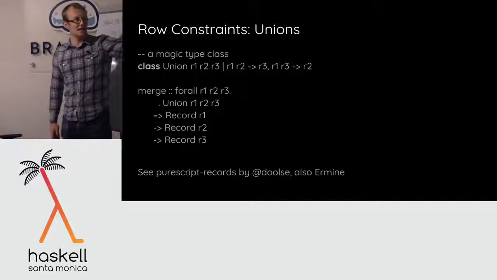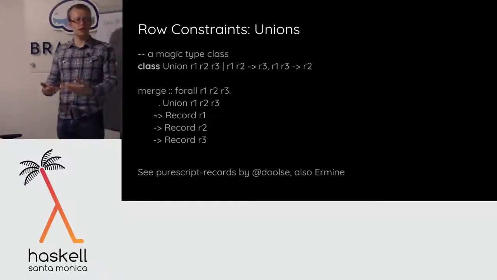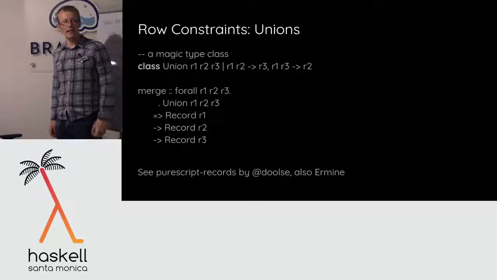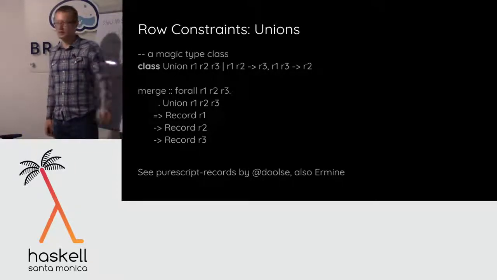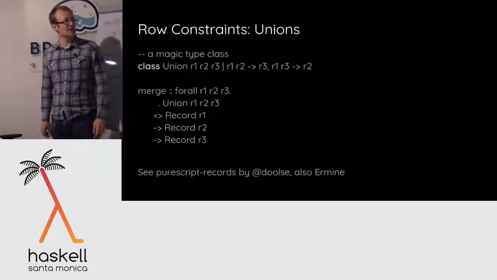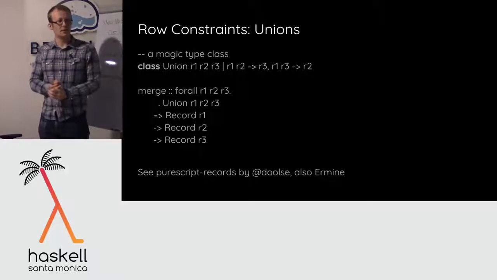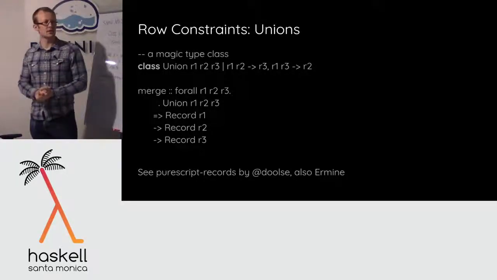So why is that handy? Well, it lets me type things like joining two records together and just keeping all the keys, right? And there's an implementation of this in the PureScript records library. And I wanted this feature ever since I saw it in the Ermine compiler. So we sort of nabbed the idea a little bit from there. I don't believe they have duplicate labels, so it's a little bit different, but the idea is essentially the same.